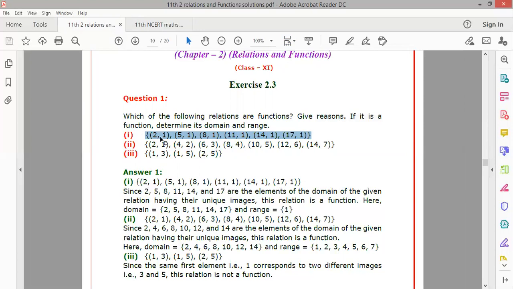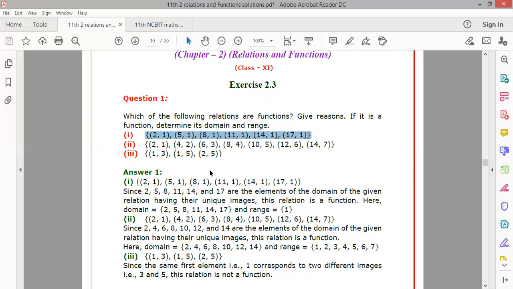Here, every element, that's 2, 5, 8, 11, 14, 17, has a unique image. Unique does not mean that they should have separate images. Unique means they have only one image, and that one image may or may not be different for every element of the domain. So in this first part, every domain element has only one image, one and only one image. They don't possess two images. So this is a function.